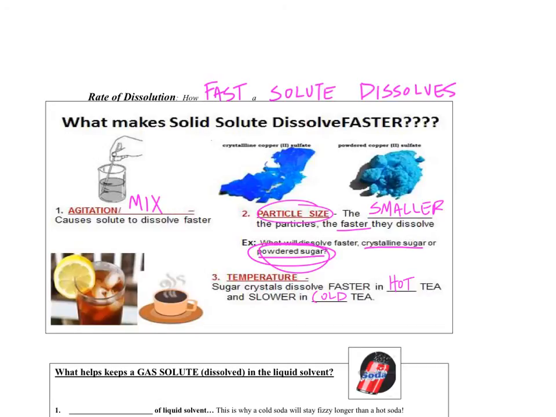So again, three things that make a solute dissolve faster. Agitation, mixing it up. The size of the particle. The smaller the particle, the faster it dissolves. And the temperature. The hotter the temperature, the faster it dissolves. The colder the temperature, the slower it dissolves.